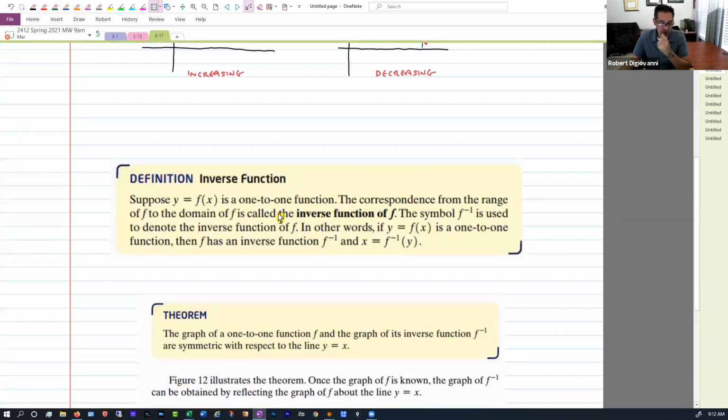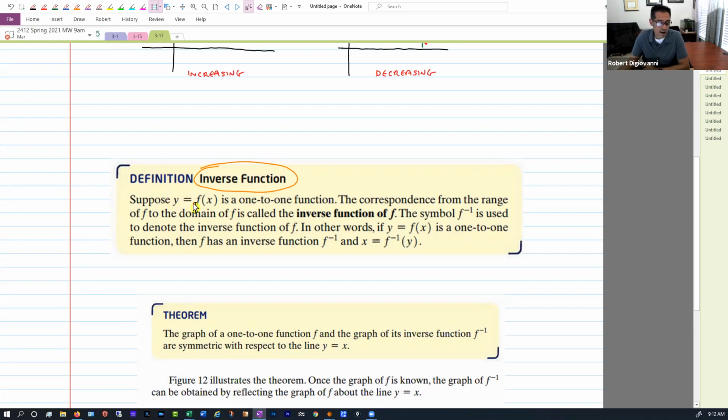Okay, so now we define something called the inverse function. And this is what the next section is about that we're going to get to today. It's all about this new idea of an inverse function. So I'm going to read this, because there's a lot here, but I know you can read, but I'm going to read through this.